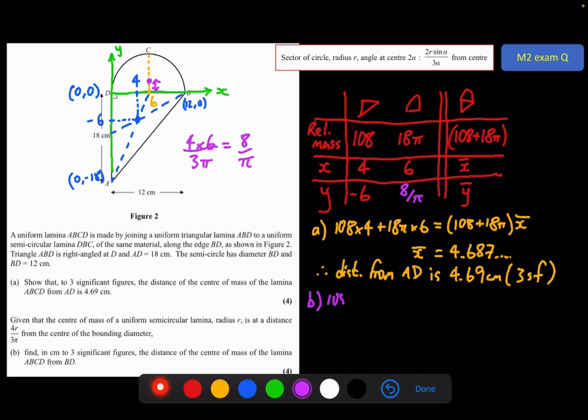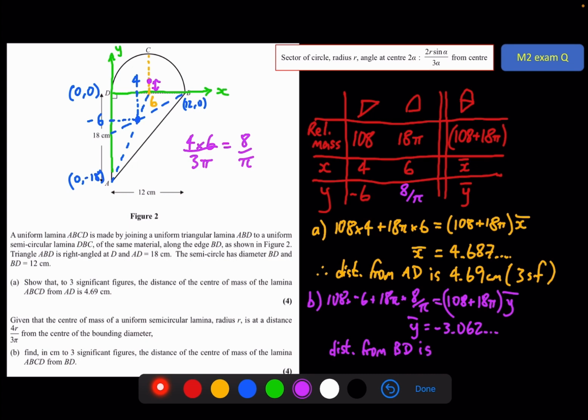So we've got 108 times minus 6 plus 18 pi times 8 over pi, is equal to 108 plus 18 pi times y bar. And that calculation gives us a final answer of minus 3.062... So the distance from BD is 3.06 centimeters to 3 significant figures.